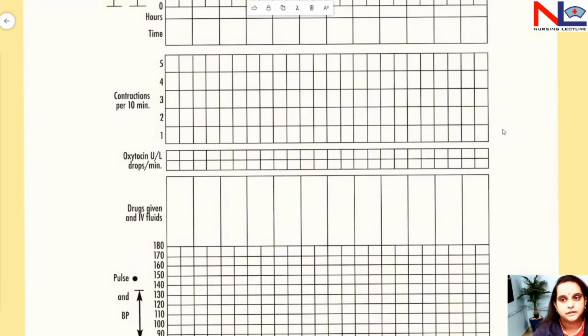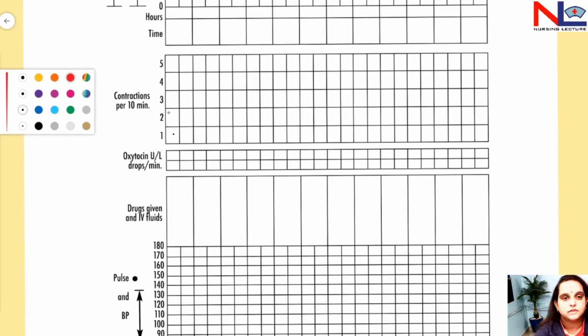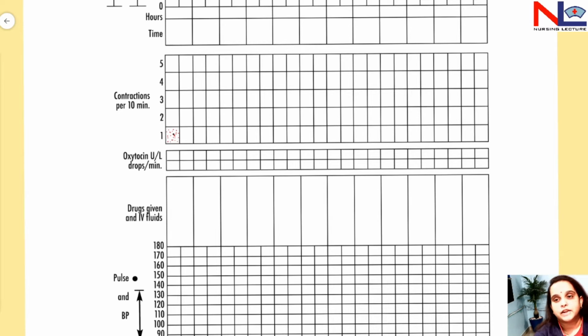Now, another important thing which we need to write down is the contraction. So, here you can see there are 5 boxes, 1, 2, 3, 4, 5, and one box means there is one contraction. Okay. So, there are 3 types of contraction. One is the mild contraction, and once you feel the mild contraction you need to plot in a dotted manner, okay, like this. So, what is mild contraction?